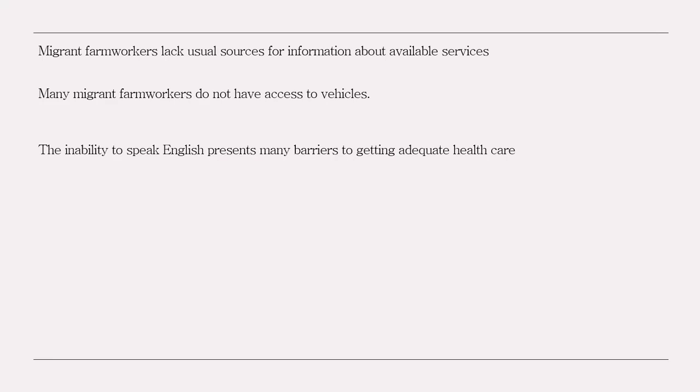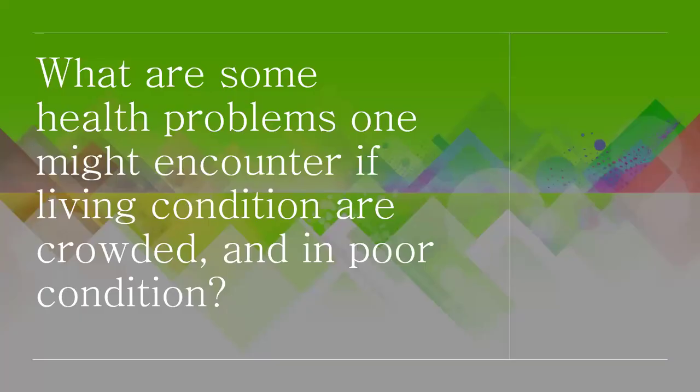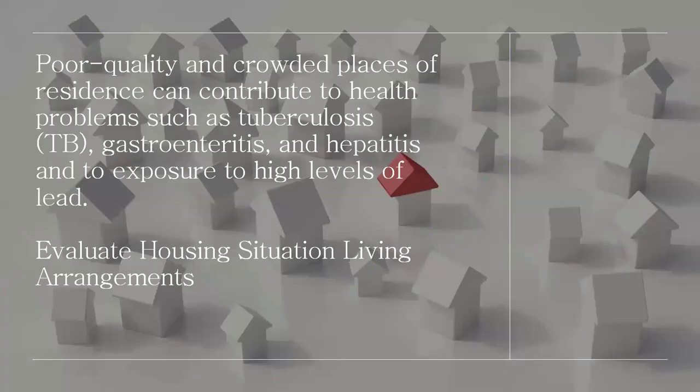And then there might be a language barrier. The inability to speak English, if they're in an area where English is the primary language, that will become a barrier for them getting adequate health care. Remember the work sites, usually housing is not available. If it is, most of the time it's in poor conditions. What are some health problems a person might encounter if their living conditions are crowded and in poor condition? That person has an increased risk for tuberculosis, stomach virus, hepatitis, skin infections.